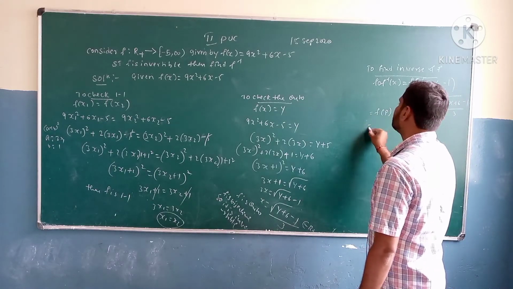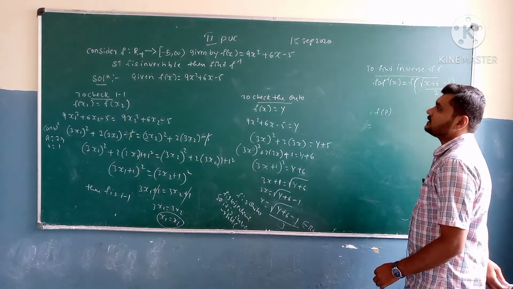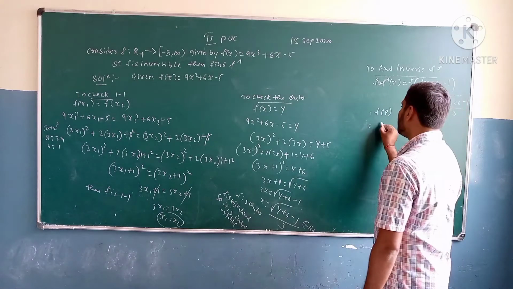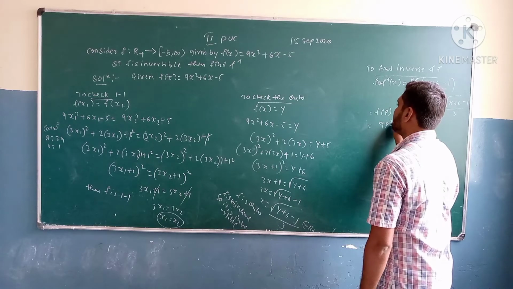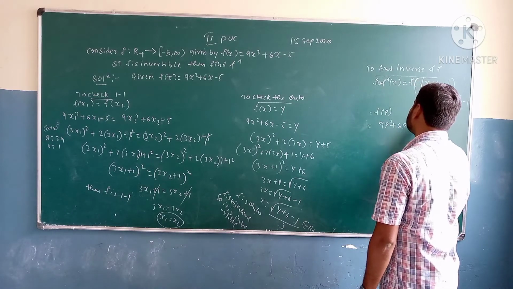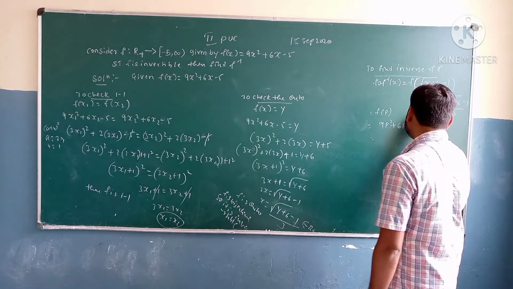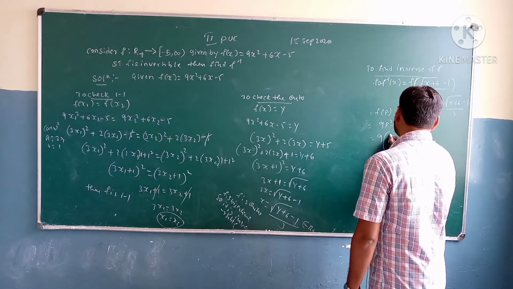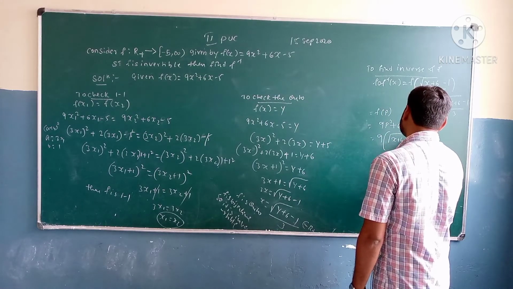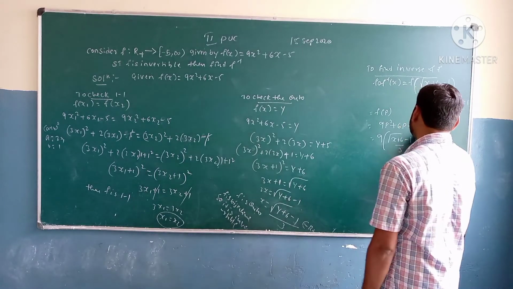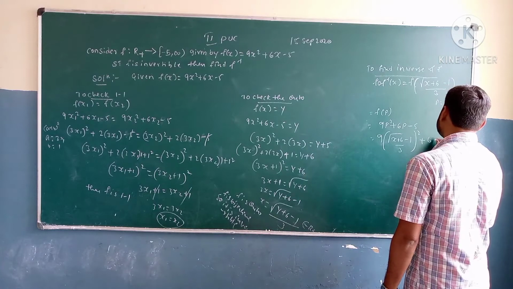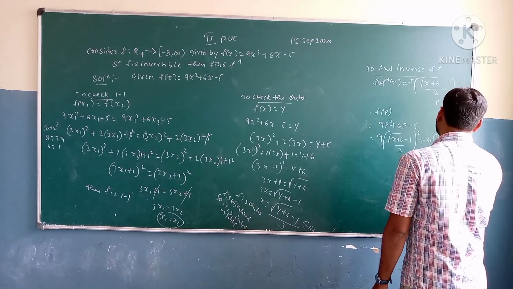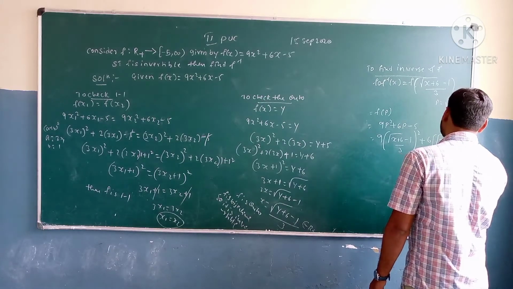So what is the value of p? f of x is nothing but 9x square plus 6x minus 5. In the place of x we are going to substitute p. So that's going to be 9p square plus 6p minus 5. Here p is nothing but root of x plus 6 minus 1 divided by 3. So 9 into root of x plus 6 minus 1 divided by 3 whole square plus 6 into root of x plus 6 minus 1 divided by 3, minus 5.